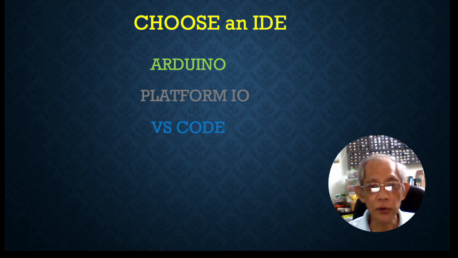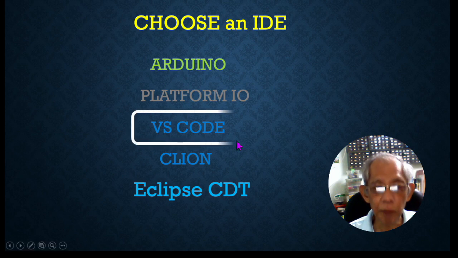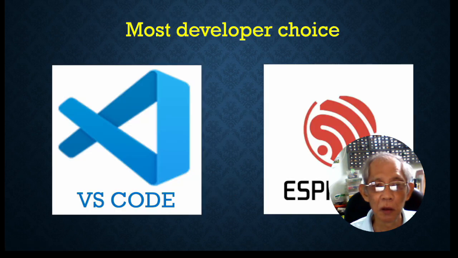VS Code is the most used among developers. In our video, we will use it for our coding example. CLion is another strong IDE, but if your PC spec is low, it may not run smoothly. Eclipse is another choice, but it does not have full ESP-IDF support. So that's why we prefer VS Code. VS Code provides full ESP-IDF support. Whenever there is an Espressif update, it can be directly plugged into VS Code with zero downtime.